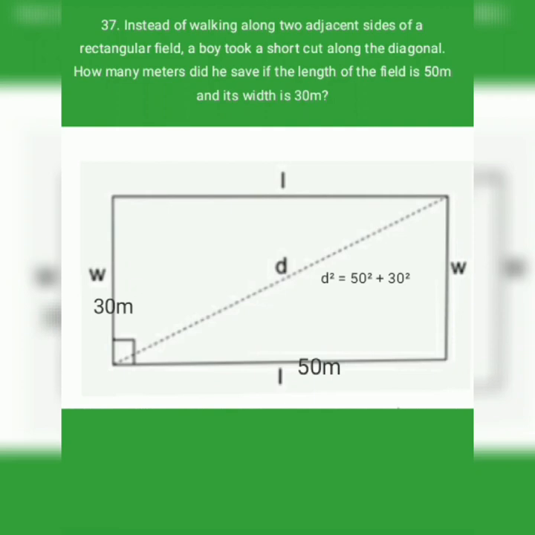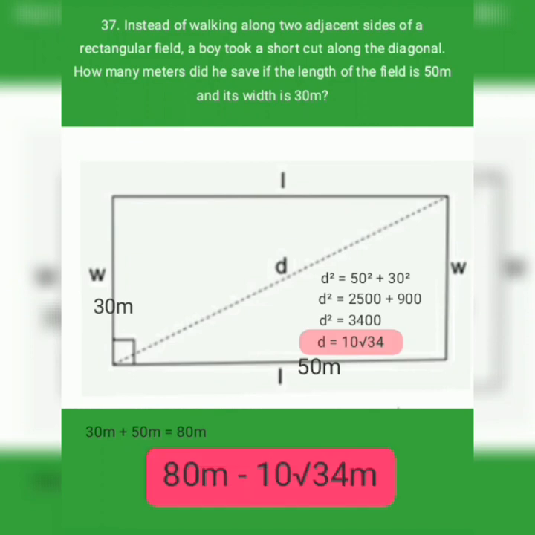D squared is equal to 2,500 plus 900, and that is equal to 3,400. The square root of 3,400 is 10 square root of 34. Next, find the total distance along two adjacent sides of a rectangular field, and that is 30 meters plus 50 meters, which is equal to 80 meters. And then subtract 10 square root of 34 from 80. Therefore, the boy saved 80 minus 10 square root of 34 meters.